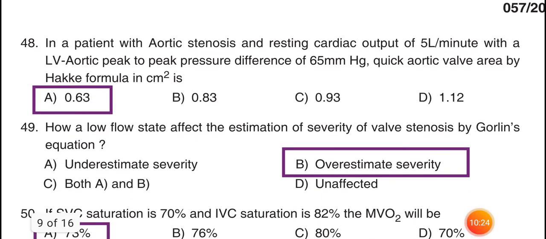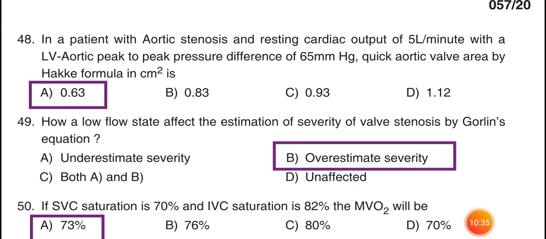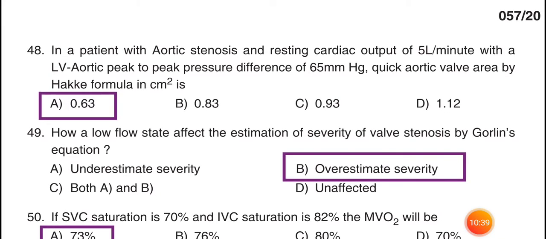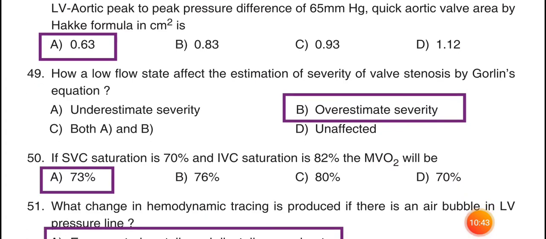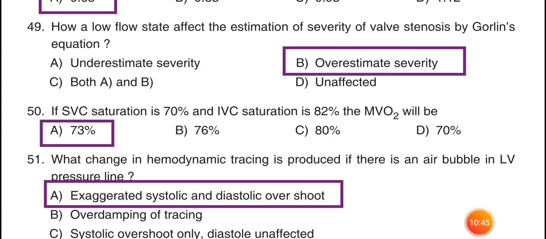48. In a patient with aortic stenosis and resting cardiac output of 5 liters per minute with a LV aortic peak to peak pressure difference of 65 mmHg, calculate aortic valve area by Hakki formula in centimeter square. Option A, 0.63. 49. How does low flow state affect the estimation of severity of valve stenosis by Gorlin's equation?